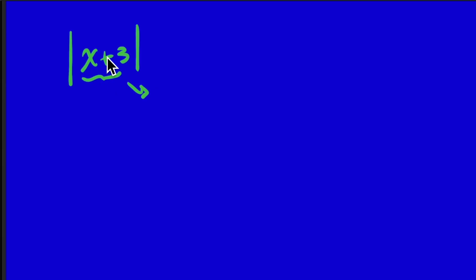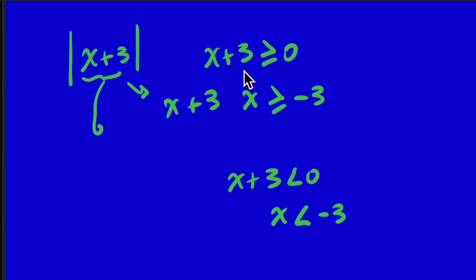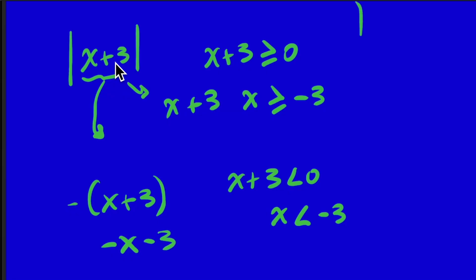Namely, when the inside of the absolute value is positive, the function stays as is. So if x plus 3 is positive, we set it greater than or equal to 0. Therefore, x is greater than or equal to negative 3. You're going to have the same exact function. However, if x plus 3 is less than 0, namely when x is less than negative 3, the inside of that function is going to be negative. And when the inside of that function is negative, we deal with the opposite of said function. So this is the piecewise function.